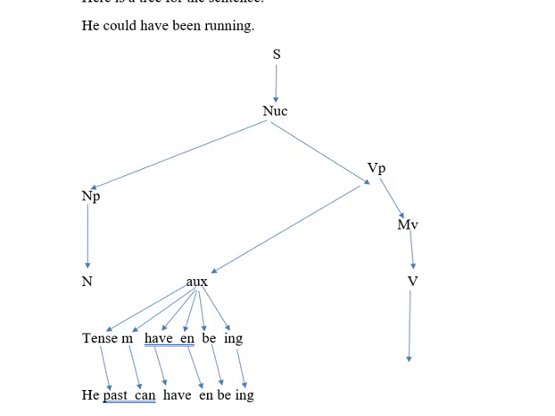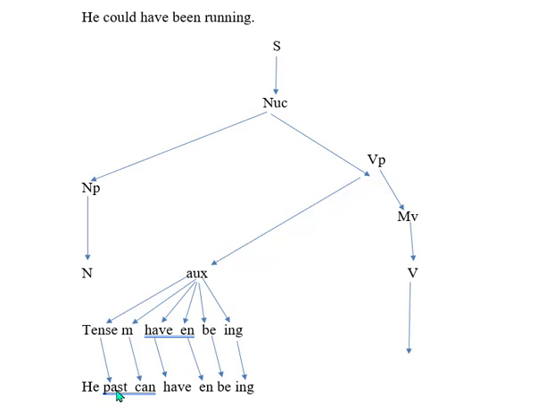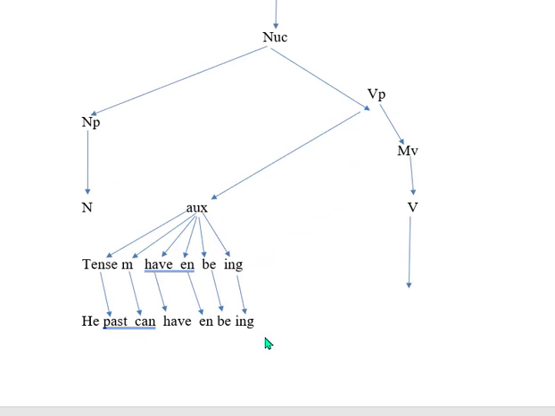There is tense in these combinations, as you see, and there is the modal could. And there is have as auxiliary, and there is en, and there is the verb be, and there is ing at the end of the main verb. So we say he, past tense, could, he could, can, modal verb, can or could, have, en, be, ing.